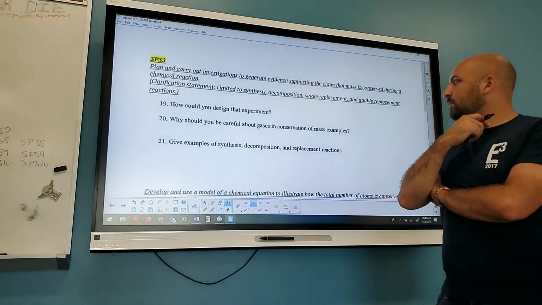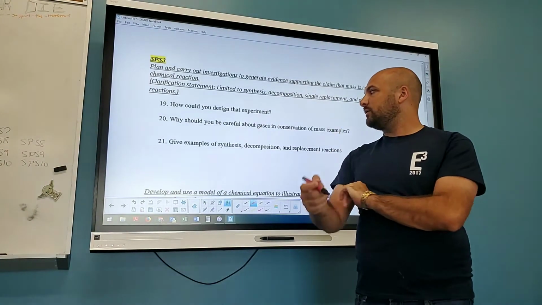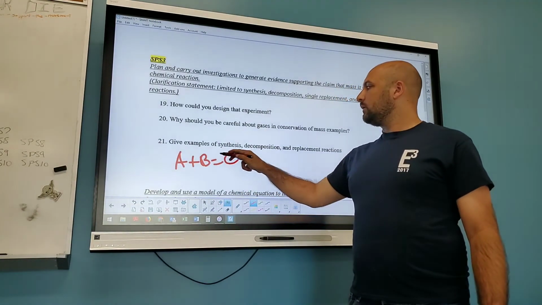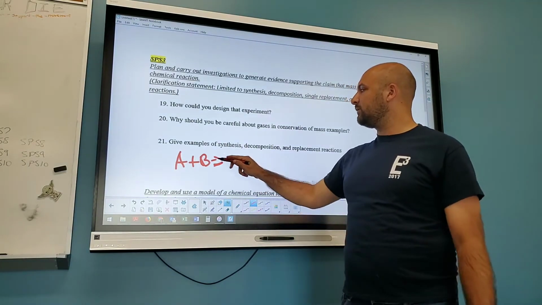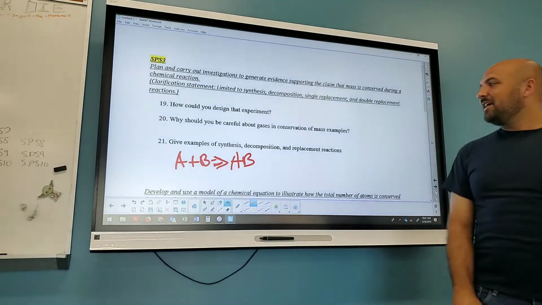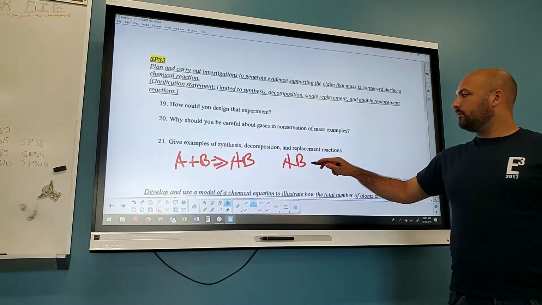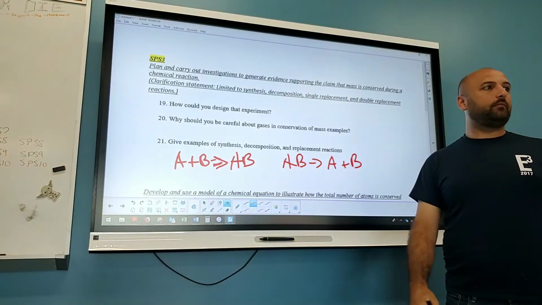So give examples of synthesis, decomposition, and replacement reactions. Synthesis reaction: A plus B equals AB. That's a much smarter thing to put. Very good. Decomposition: AB becomes A plus B. They decompose, they separate.